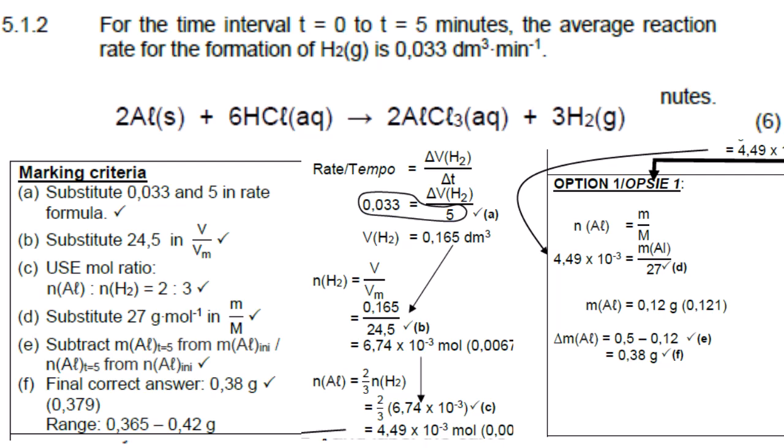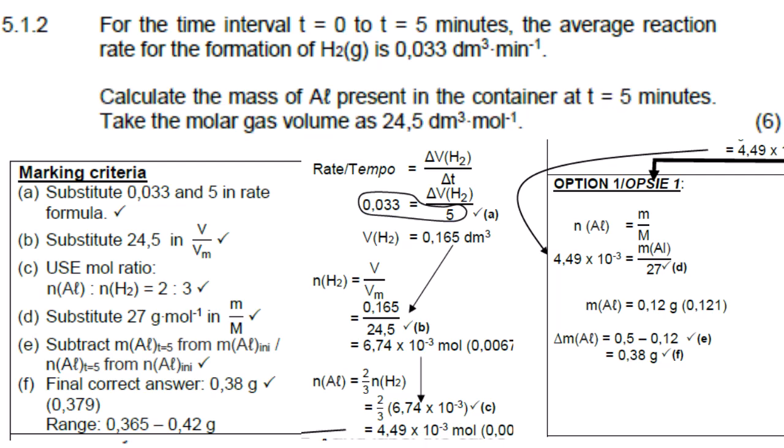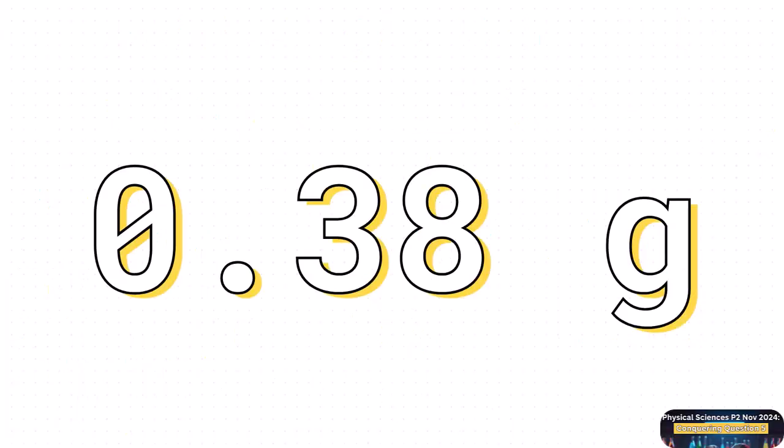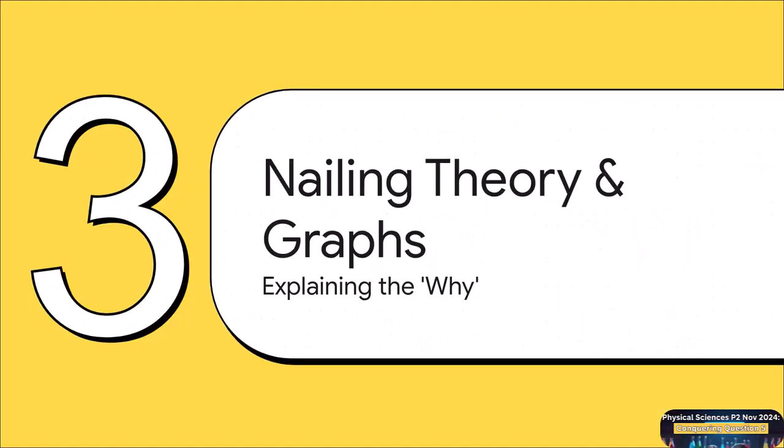The question asks for the remaining mass, so we have to subtract the mass we used from the 0.5 grams we started with. And that leaves us with our final answer, 0.38 grams. We started with 0.5, the reaction chewed through 0.12, and this is what's left. Boom! 6 marks, secured. Fantastic.